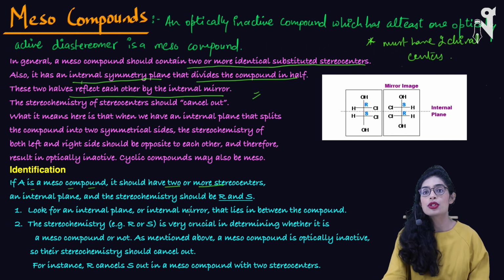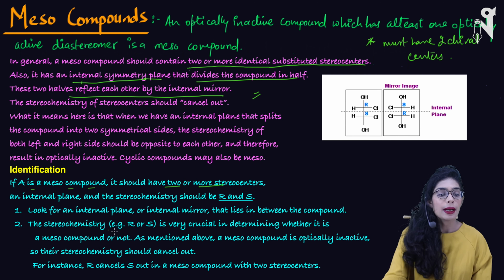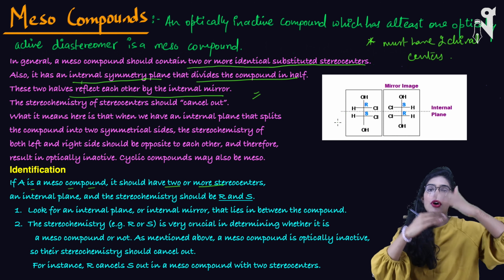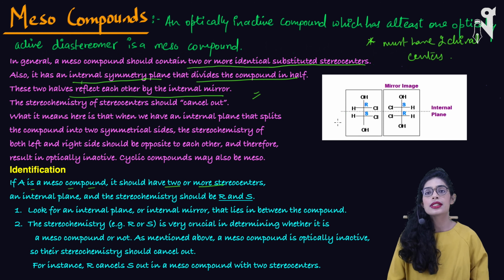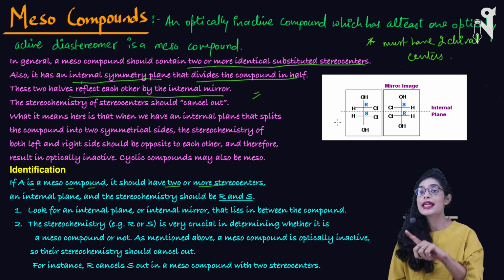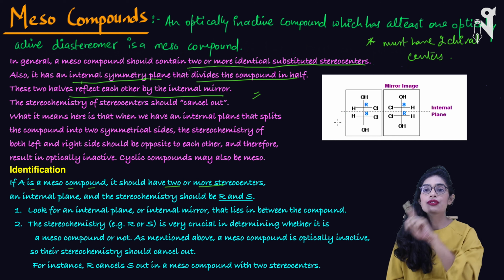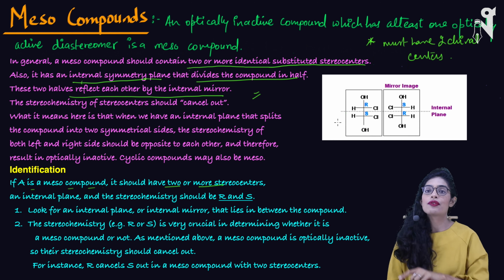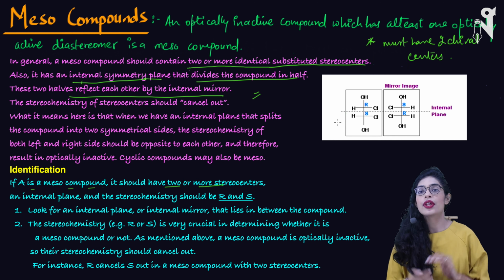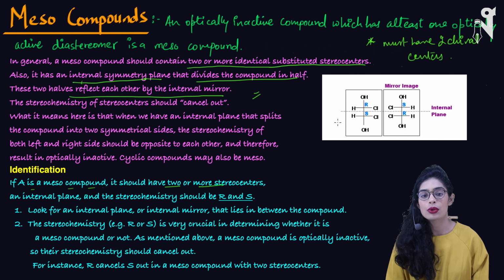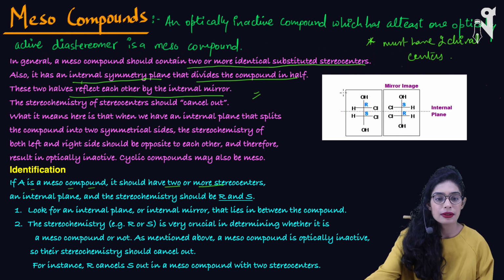So they will have opposite configurations in their molecule. Apart from that, I told you when you look at the plane of symmetry, they should form the mirror images of each other. And the third condition is its diastereomer, another isomer of the same molecule, must be optically active, then only a compound will be called a meso compound.